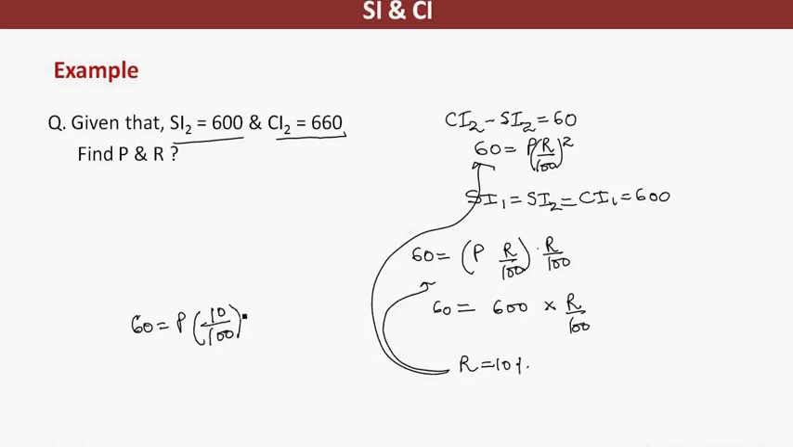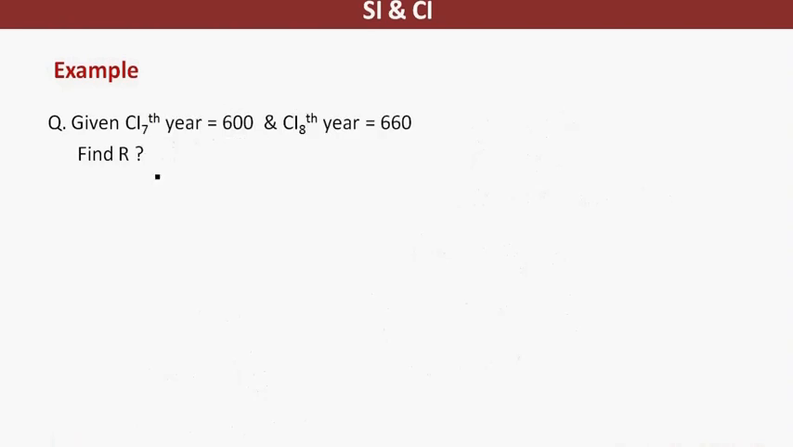So 60 is equal to P into (10 by 100) whole square. If you solve the equation, it will be basically P into 1 by 100. So the value of P that you get is 6,000. So if you start with 6,000 rupees and you get an interest of 10% every year, your SI and CI would be the cases that have been given in the example.